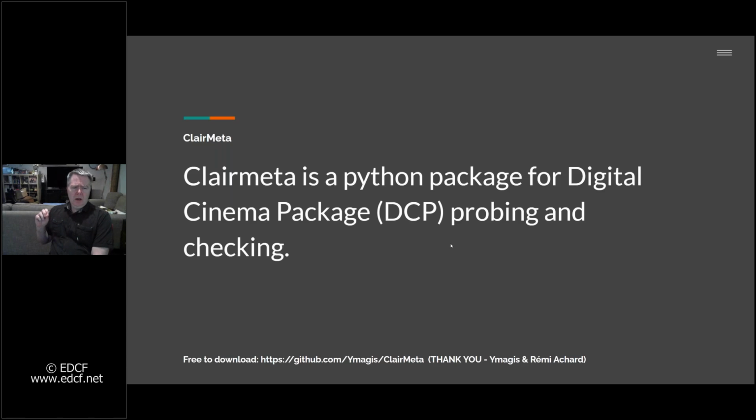Okay, so just looking at the statements of what Clairmeta is. It's a Python package for digital cinema package probing and checking. So that's what it's for. What does that mean? Well, Python is a programming language. It's one of the most prolific and used programming languages in the world. It's very easy to get people who understand it, and it's well documented, and it's easy to get information on the internet, YouTube, etc., on how to use Python. And Clairmeta is using that, and that's a good advance here.